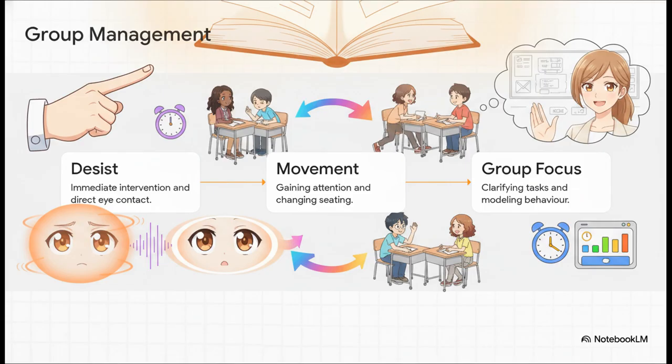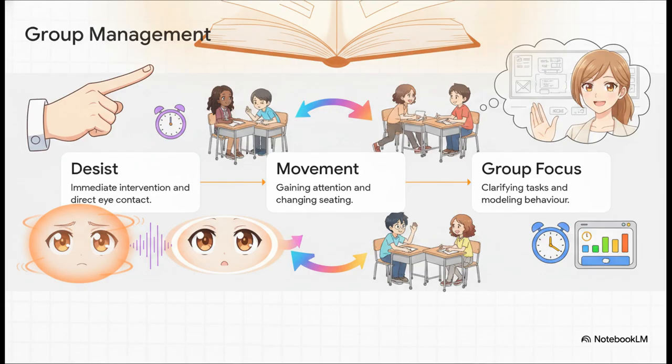The group managerial approach actually requires 3 highly active steps. Step 1, DISIS techniques. This is your immediate intervention, making direct, assertive eye contact, advising the learner to stop and monitoring them until they comply. Keep it brief, shut it down.